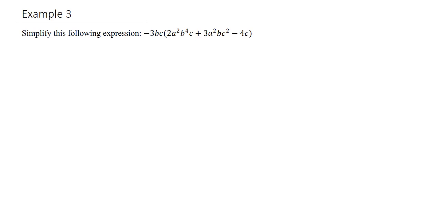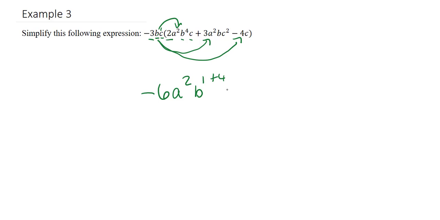So let's do the final example. Example 3, we're going to simplify the following expression. We have negative 3bc, and we're going to have to multiply it by each term inside. So we'll start with the first one, move on to the second, and then do the third. So let's do that. We multiply the numbers together. So negative 3 times 2, well, that would be negative 6. Notice this has a, so we're going to go a squared. This one has a b and a c, and these have b and c. So b, this is 1, so let's account for that one. And then plus this 4. And now let's go to c.